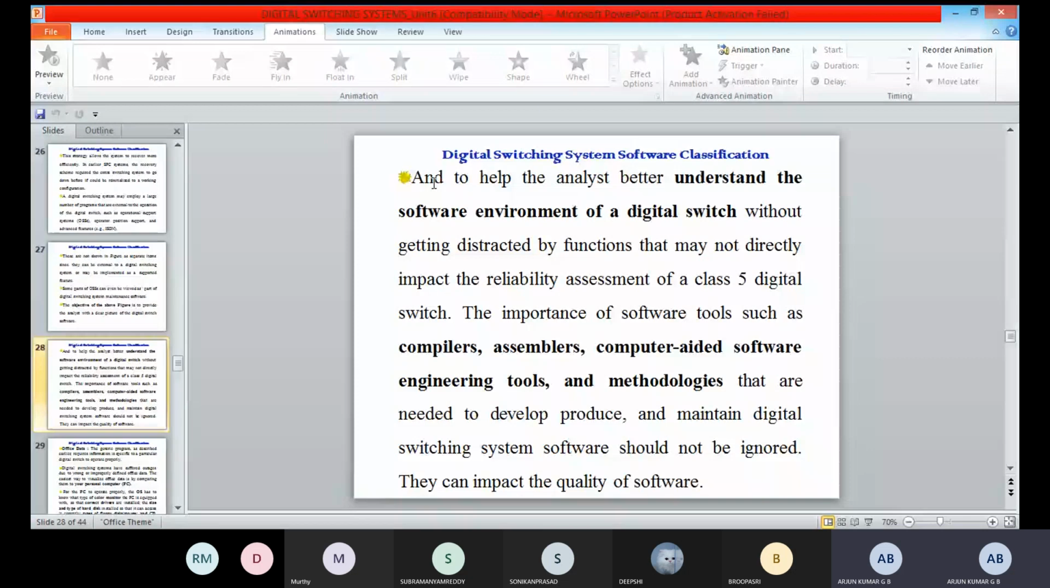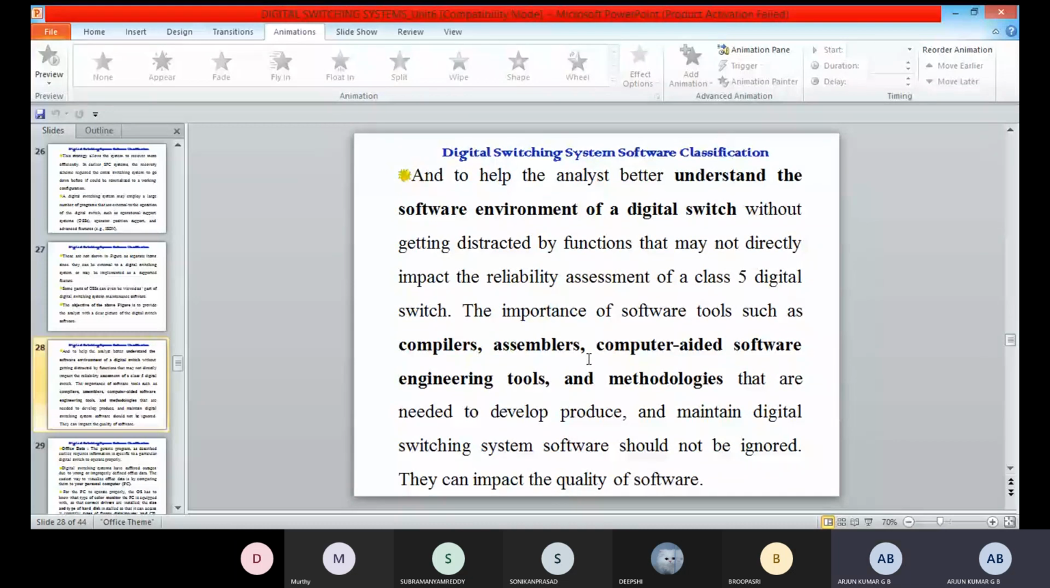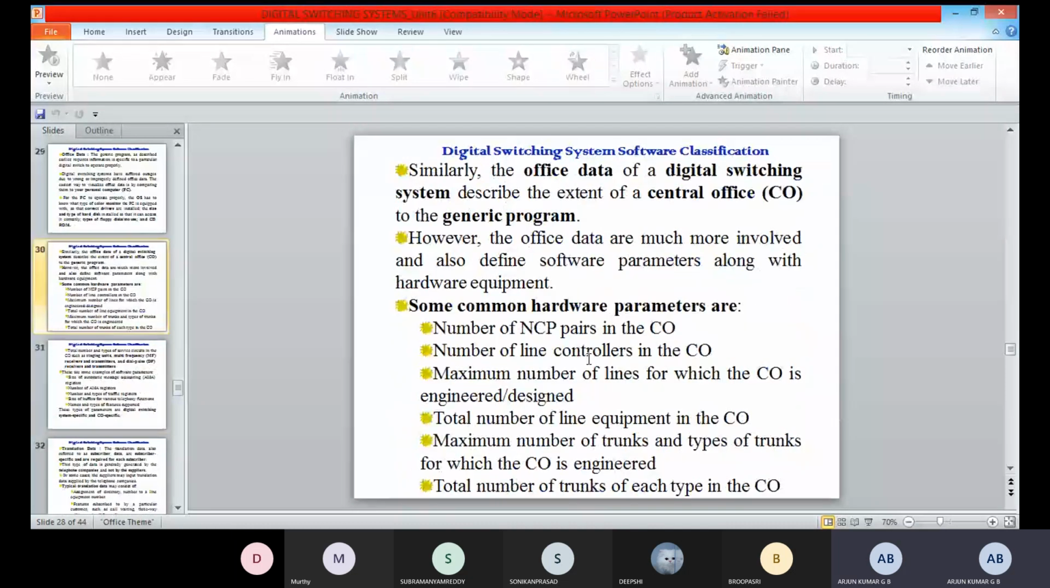Okay, the importance of the software tools such as the compiler, assembler, or computer-aided software engineering tools and methodologies that are needed to develop, produce, and also to maintain the digital switching software should not be ignored. They can impact the quality of the software. Okay, that's the main objective of this software classification.